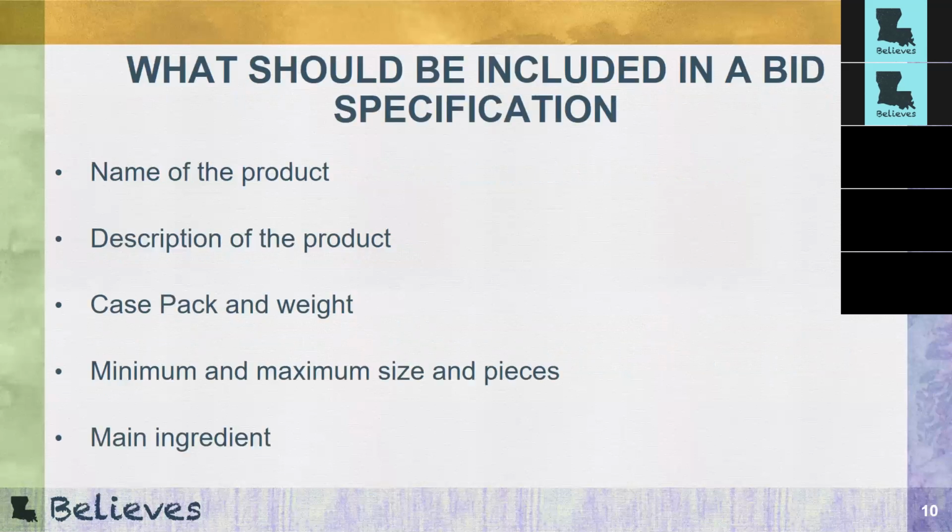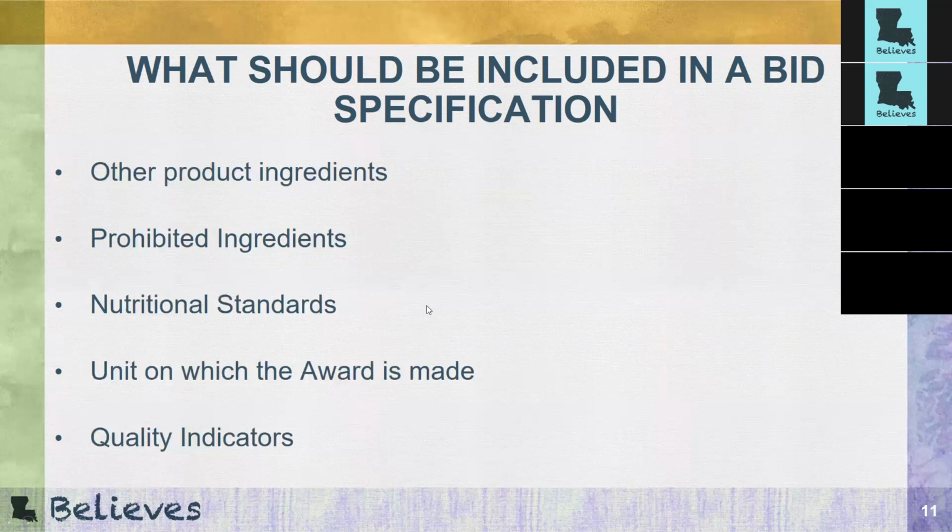So let's look at what should be included in a bid specification. There are multiple things that need to be included. Of course, you should include the name of the product, a description of the product, the case pack and weight, the minimum and maximum size of the product, and the pieces if applicable, and the main ingredient. There are other items that need to be included in the bid specifications, such as prohibited ingredients, nutritional standards, the unit on which the award is made, and other quality indicators.